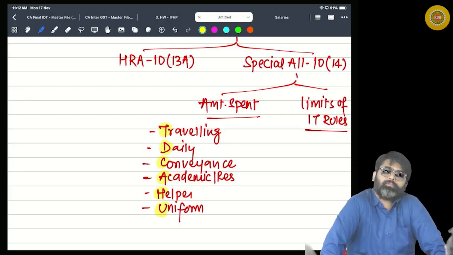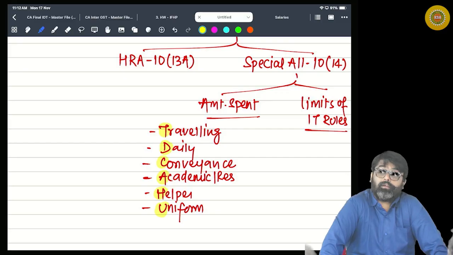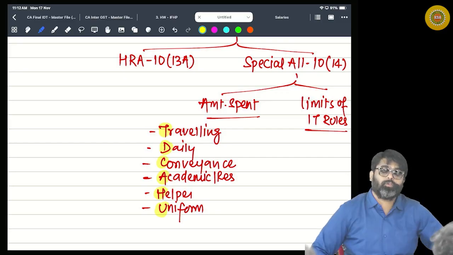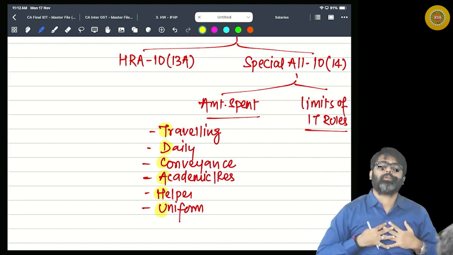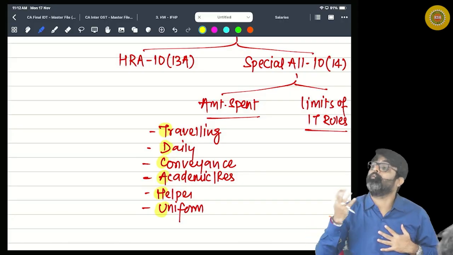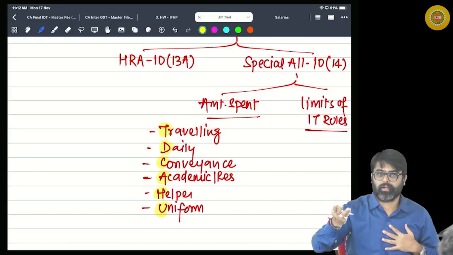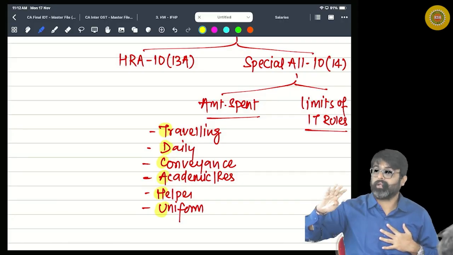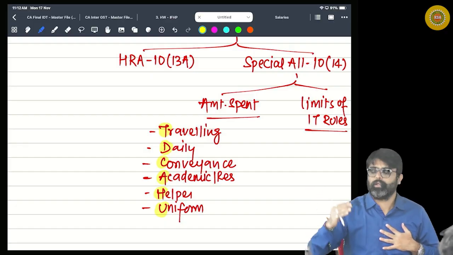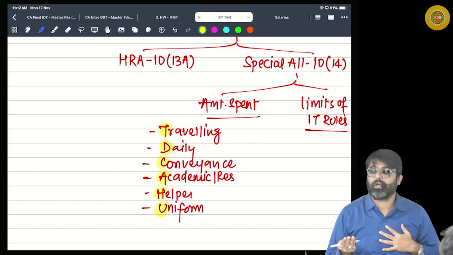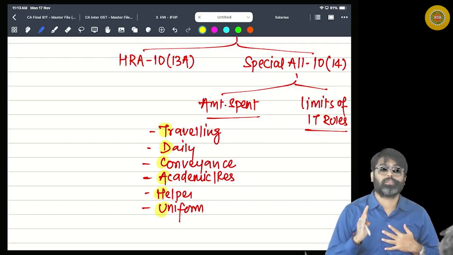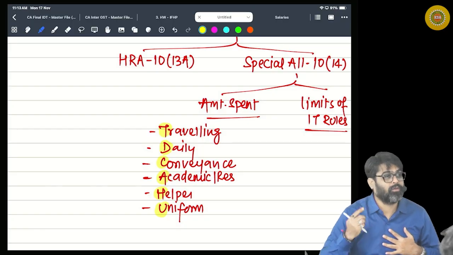Try to imagine that you are traveling daily. Close your eyes and try to visualize that I am traveling daily in a conveyance. Conveyance means any vehicle. Vehicle can be a motor car, a scooter, or any motorcycle. Conveyance can be any conveyance with any academic or research helper, and we both are in uniform.